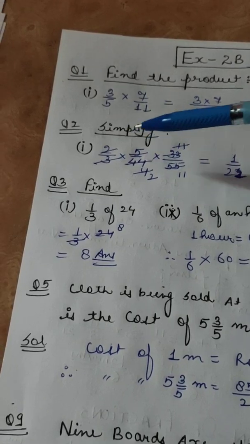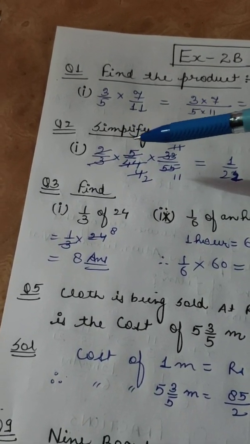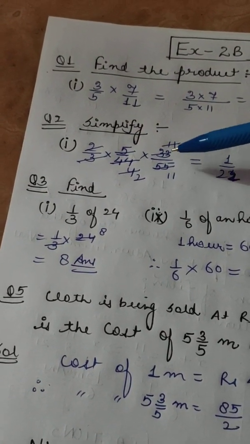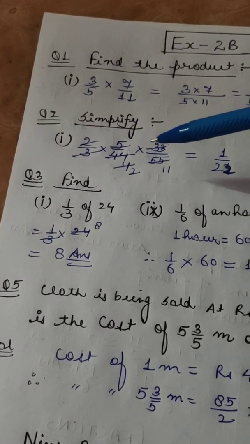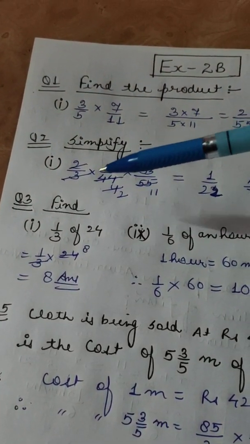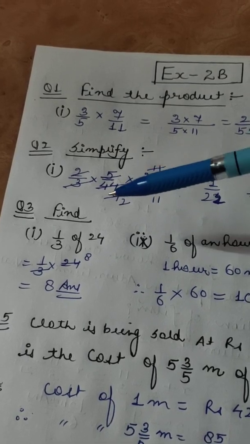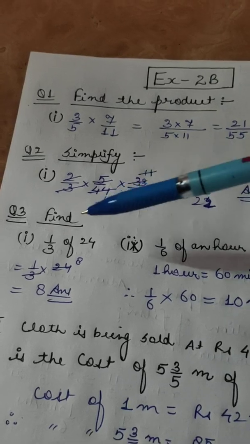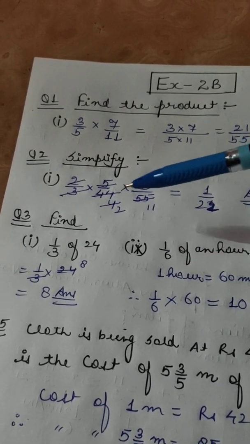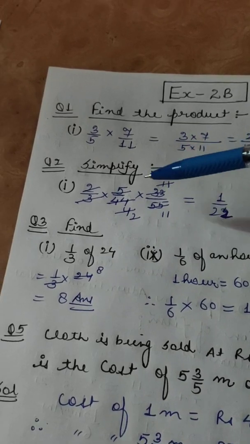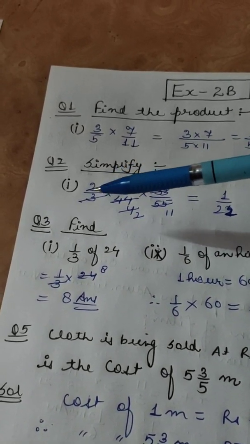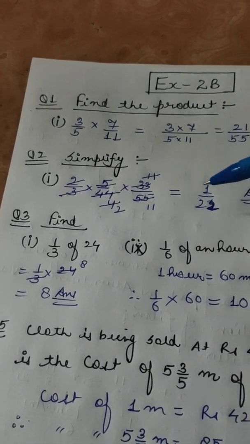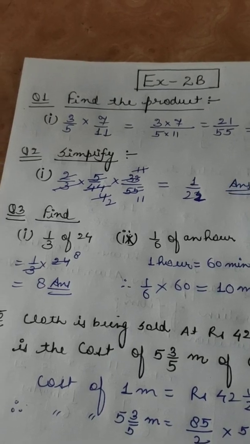Next, you have to simplify this. Three fractions are multiplied, 2 by 3, 5 by 44 and 33 by 55. Whenever there are three fractions, whatever numbers are getting cancelled, you just cancel them out. Whatever numbers above and below cancel each other, you have to cut them. So here 2 is cancelled out. Here we will get 2 2 4. So finally we get 1 by 22 as the answer.